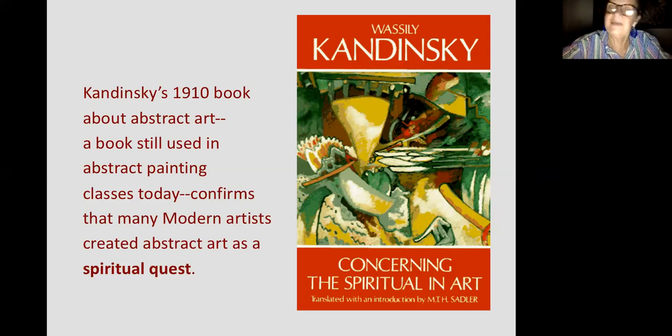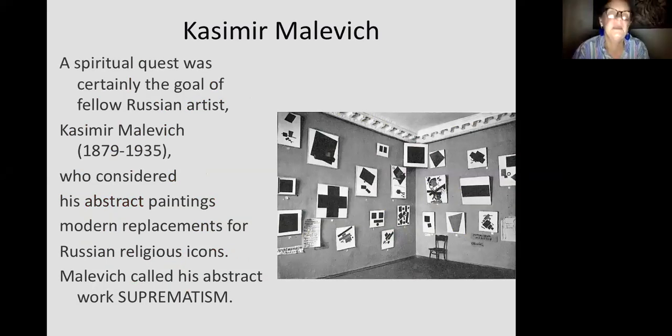This book is a textual confirmation that many modern abstract artists created their work as part of a spiritual quest. I think the best way to see that is to look at this Kasimir Malevich guy who I mentioned earlier. And again, I showed you these in my second talk. But Malevich considered his abstract paintings modern replacements for religious icons. And he thought they were the supreme iconic images, and he called them suprematism.